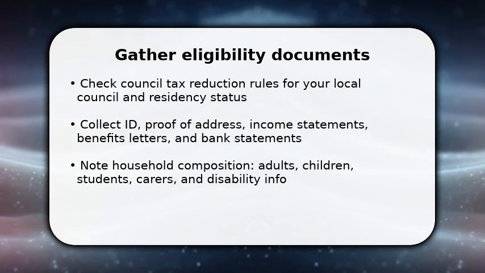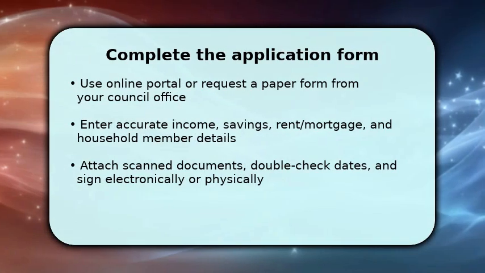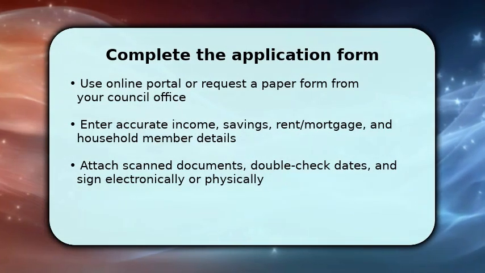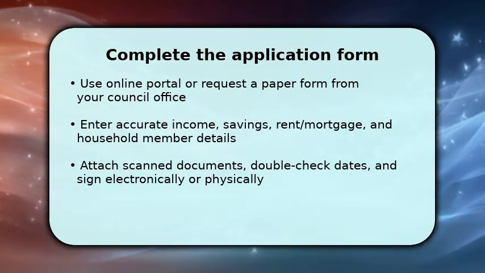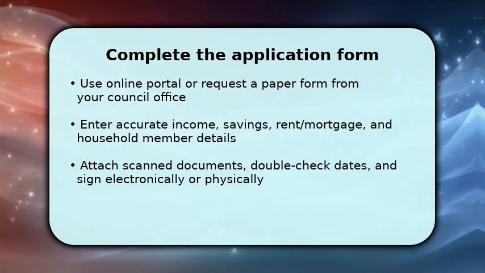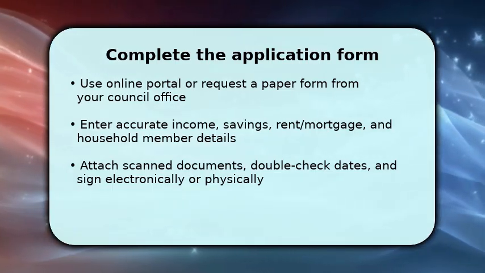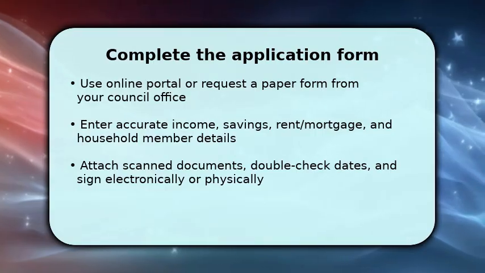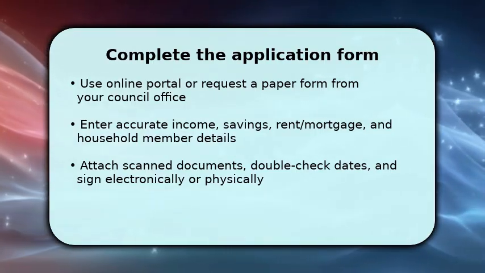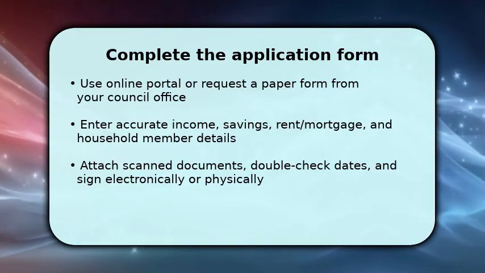You now move to the application itself. Choose the online portal for speed or request a paper form if needed. Carefully type or write income, savings, housing costs, and each household member's details because mismatches slow decisions. Upload or attach your supporting documents and make sure dates and signatures are present.